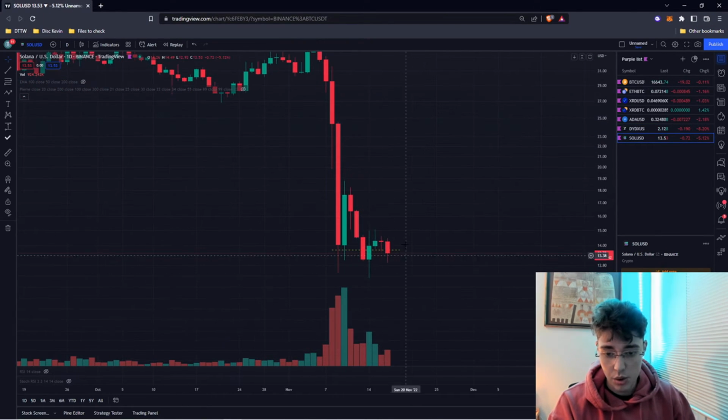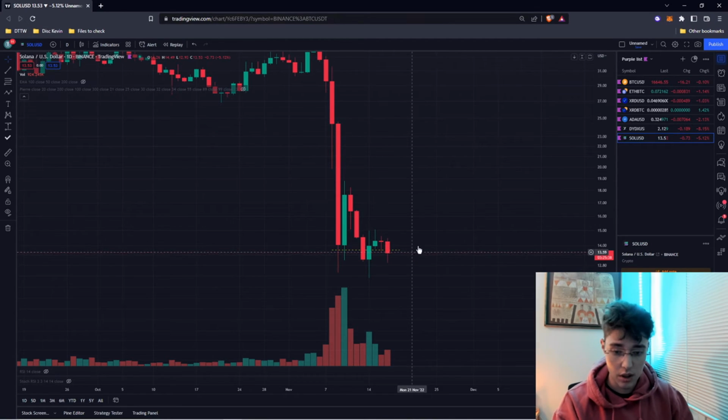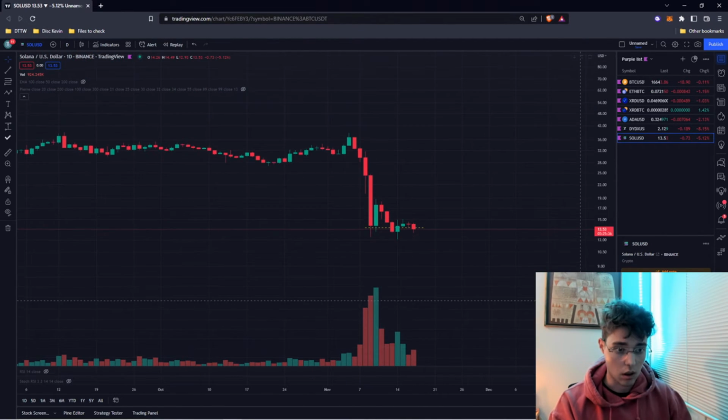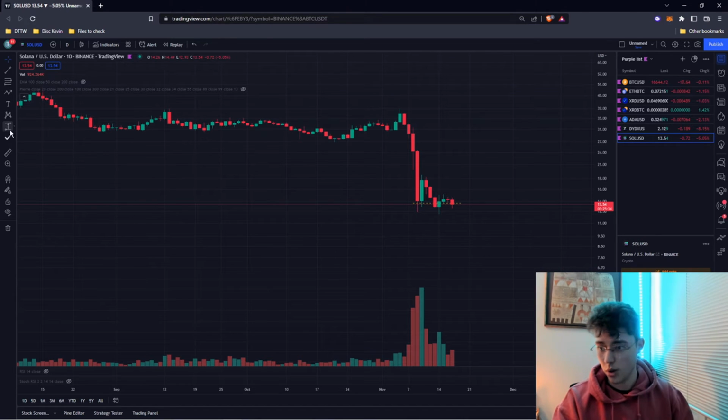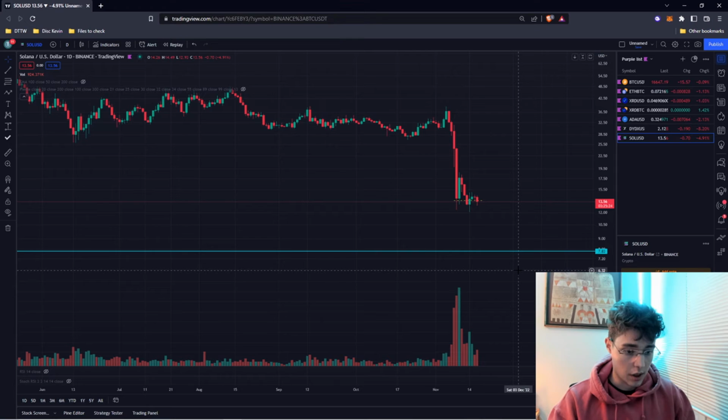Solana is slowly looking like it wants to lose its support. If that does, we could go lower like we talked about yesterday as well, probably towards the 6 to 8 like we talked about. So that would be my next targets to scale in to have a good idea.